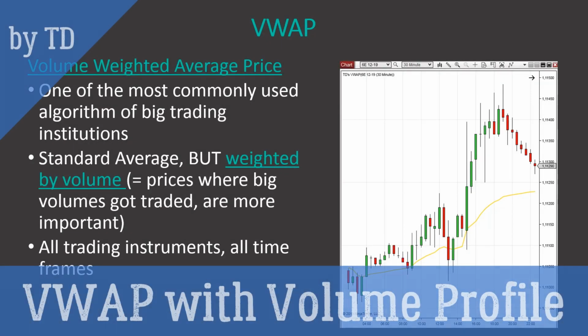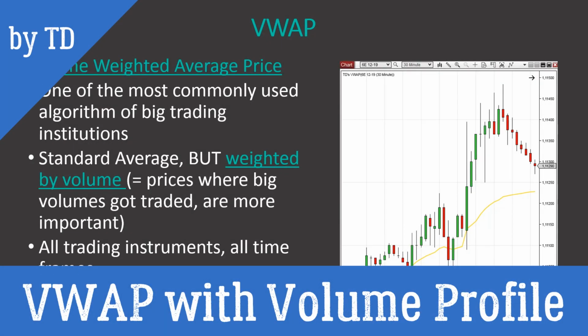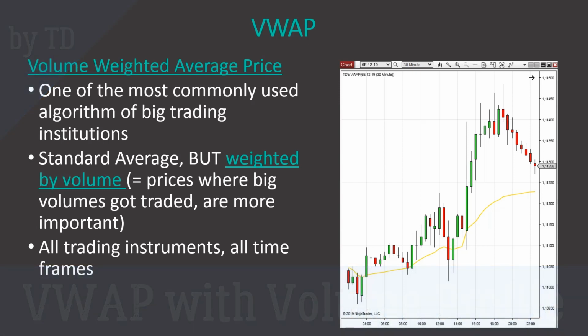Let's get to VWAP. What VWAP stands for is volume weighted average price, and it is one of the most commonly used algorithms of big trading institutions. The big difference between VWAP and the standard average indicator, which everybody uses, is that everybody tried it for trading when they were looking for the holy grail, right? There is one significant difference between the standard average and the VWAP indicator.